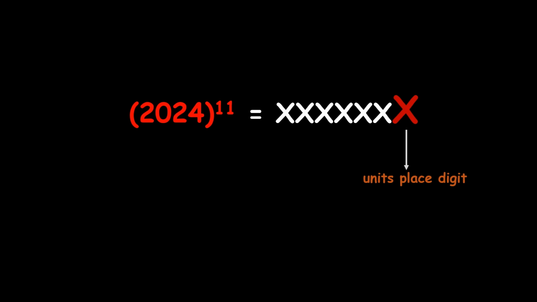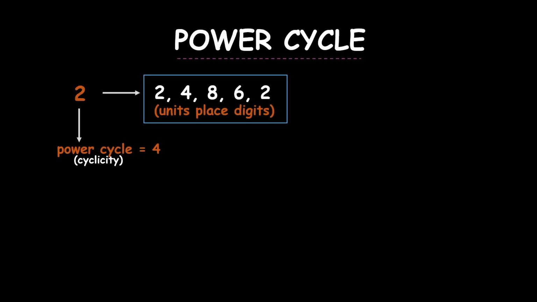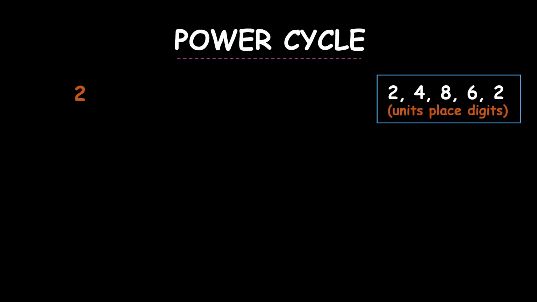Before solving the question, I am going to give you a brief introduction about the concept of power cycle. So here we have taken an example for number 2. The number 2 has power cycle or cyclicity as 4 with units place digit 2, 4, 8 and 6. I know this might be very confusing for you at start, but I assure you after watching the full video, you will learn the concept of power cycle. So let's just look more deep into it.